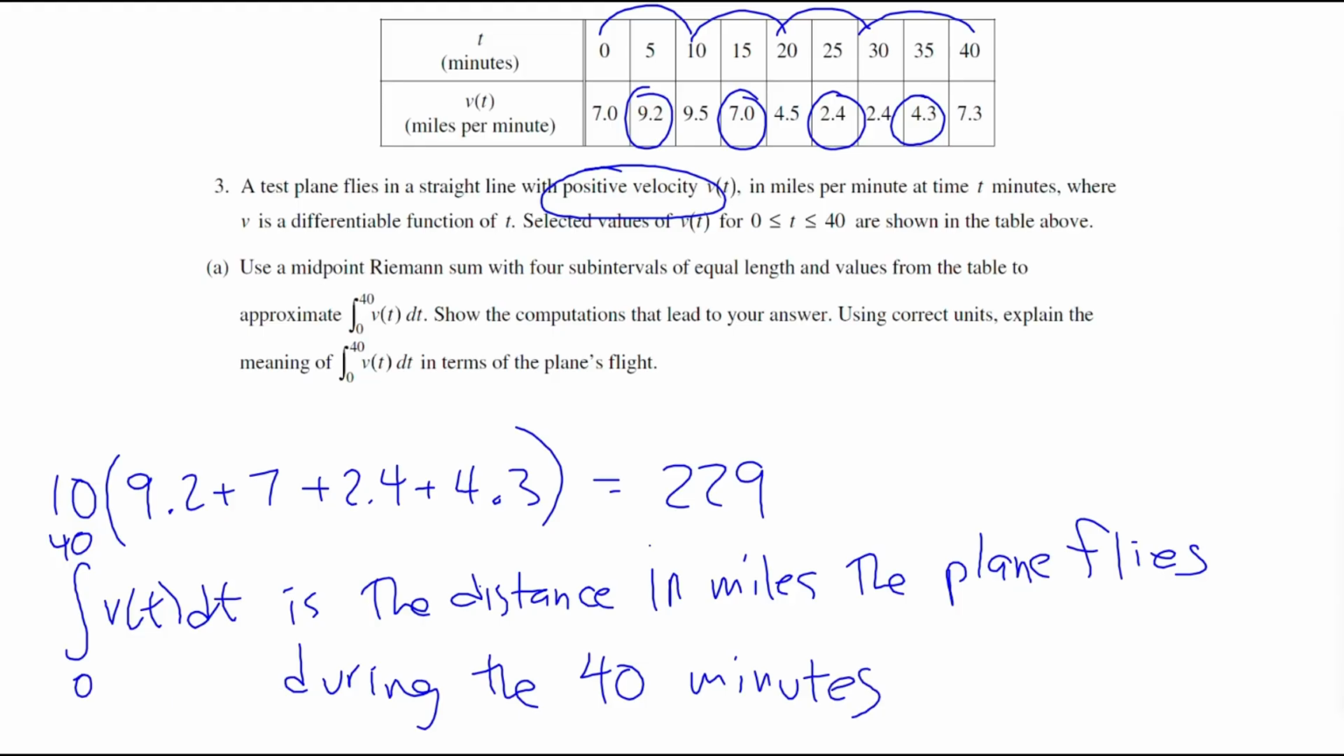And they gave you 3 points actually for this. 1 for the setup, 1 for the value, and 1 for the explanation using the correct units.